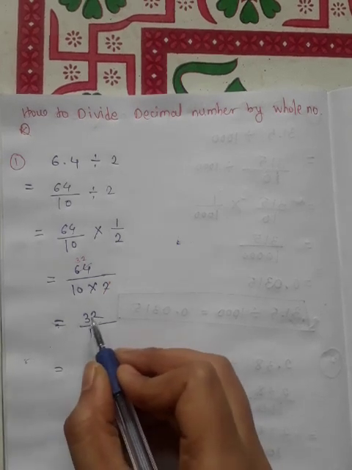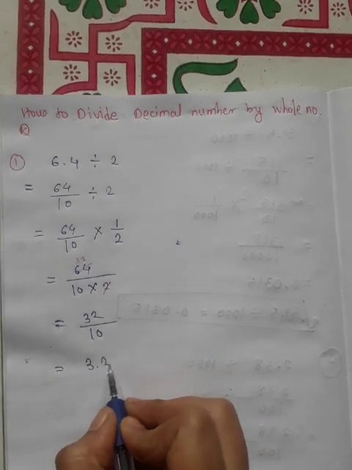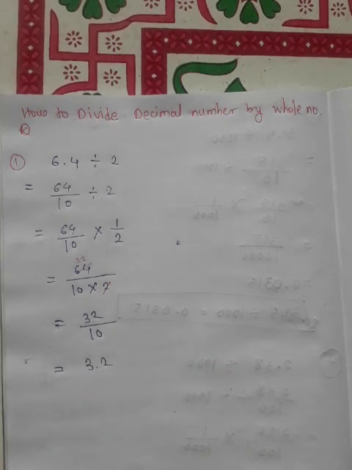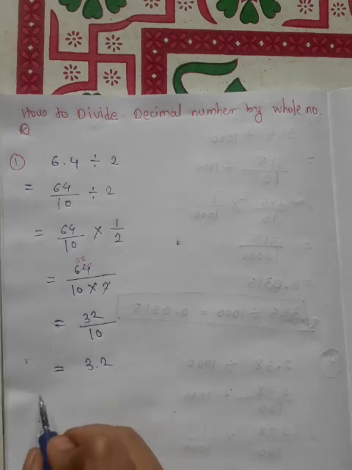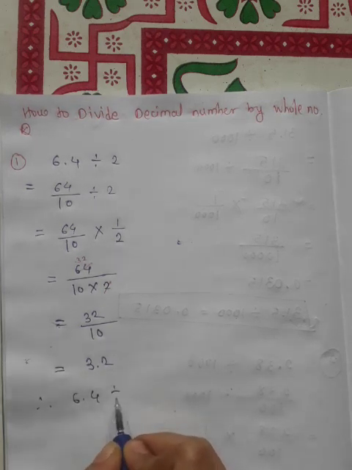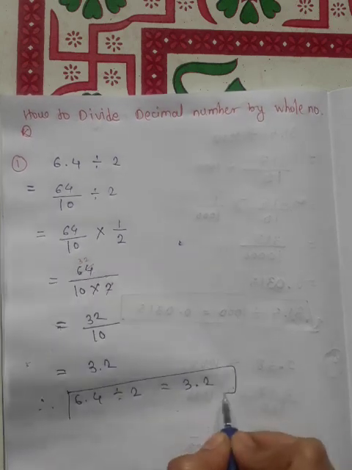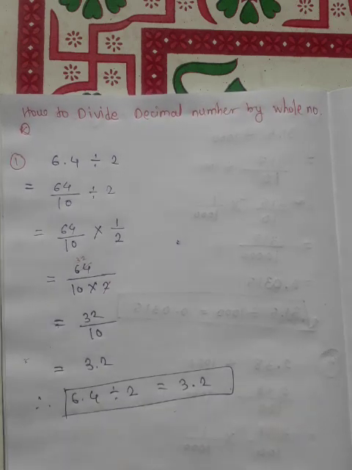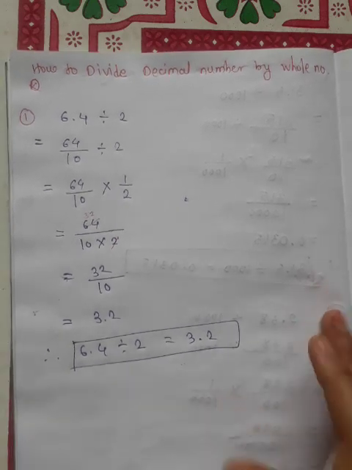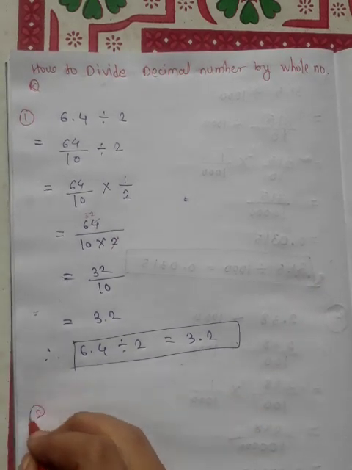And we know what 32 by 10 is. 32 by 10 is nothing but 3.2. So what will we get? Answer: 6.4 divided by 2 is 3.2. Okay, like this you can do the calculations. Now see number 2.